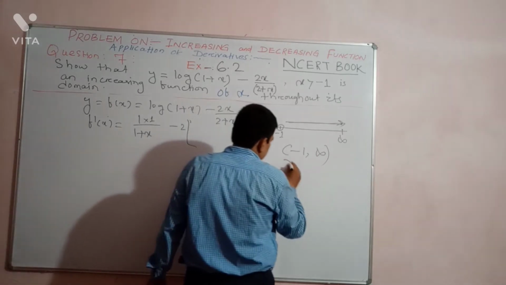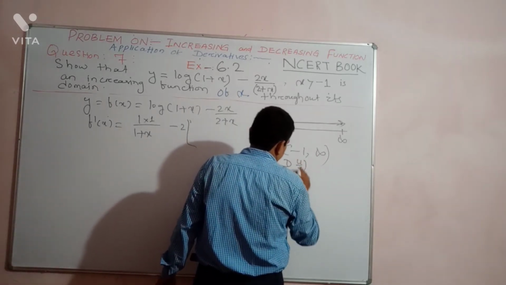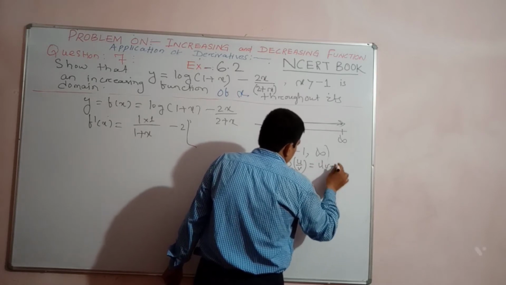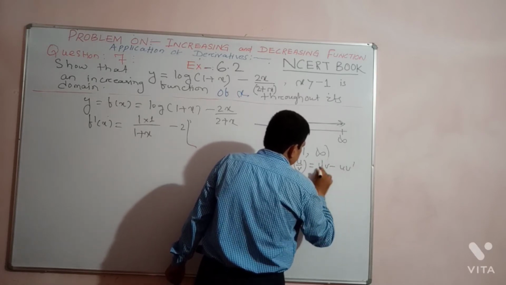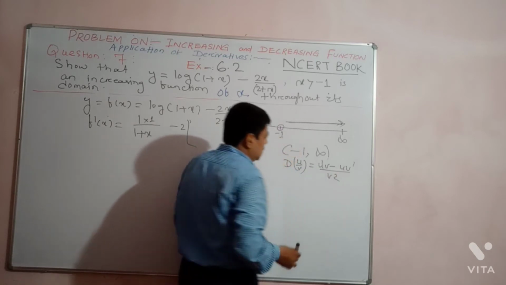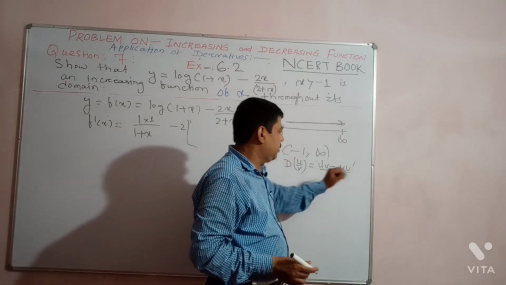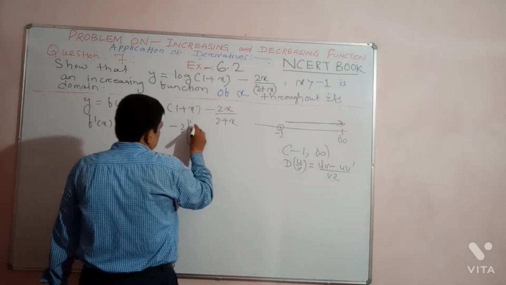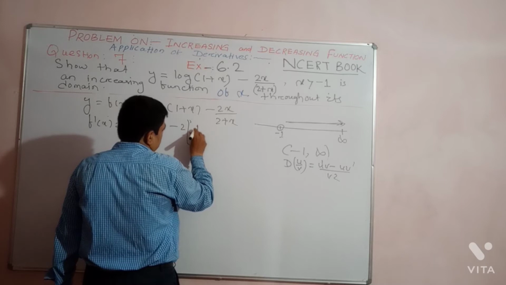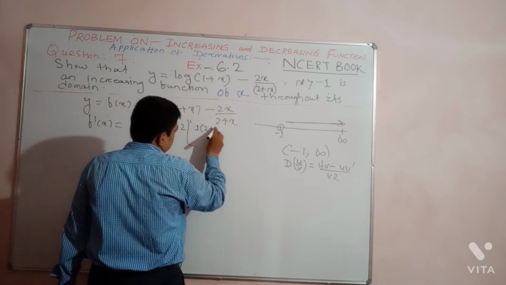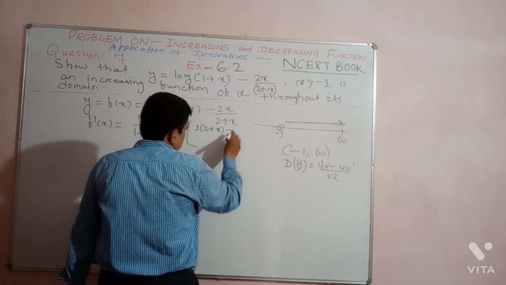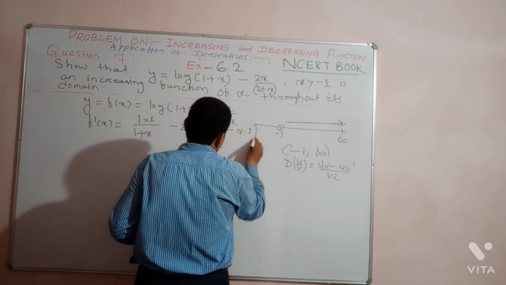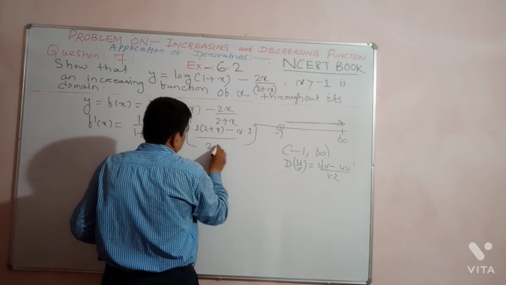Now you have to find the derivative of u by v. Apply the formula: derivative of u into v minus u into derivative of v, divided by v square. So here the derivative of x is 1, into the second function (2 plus x), minus x into the derivative of the second function 2 plus x, which is also 1, divided by (2 plus x) whole square.